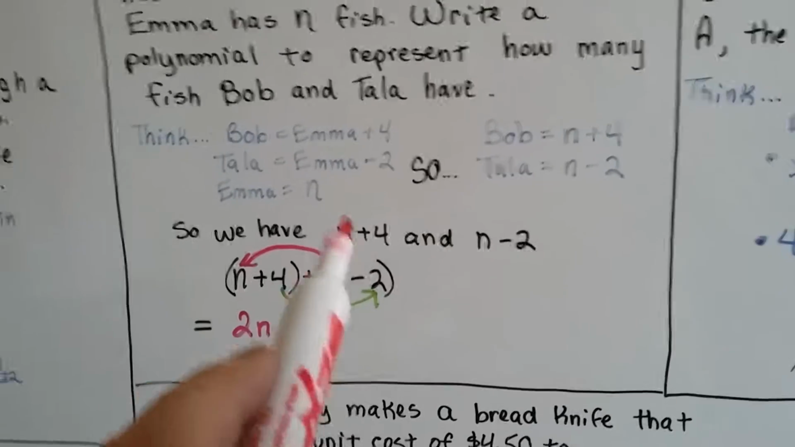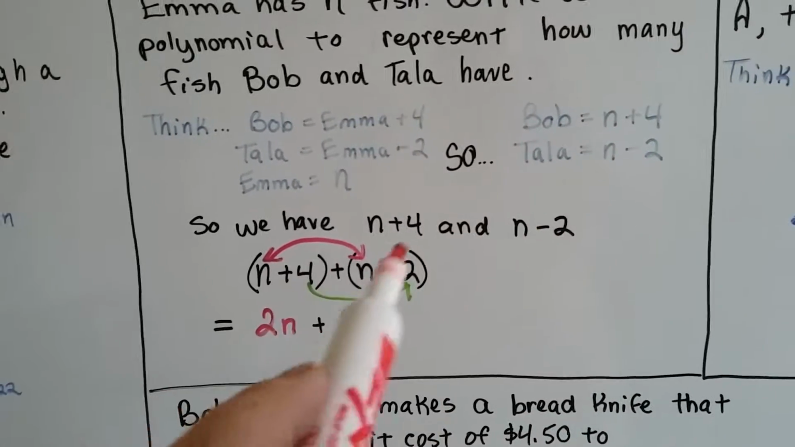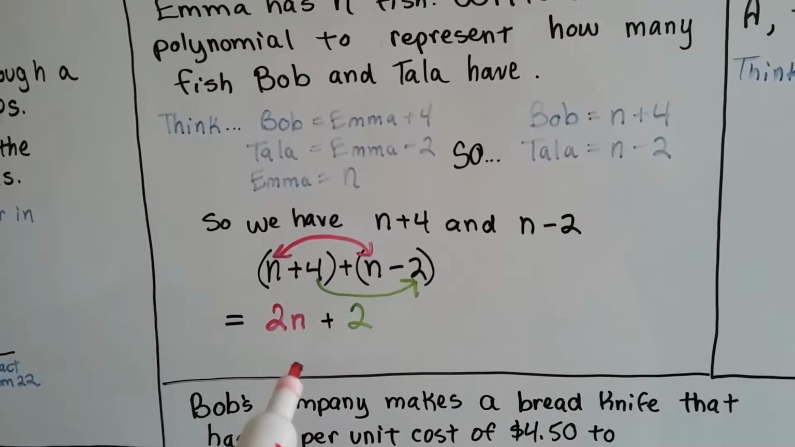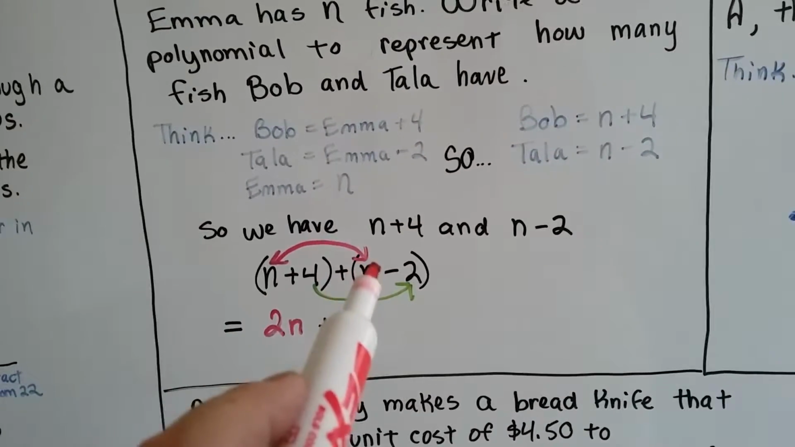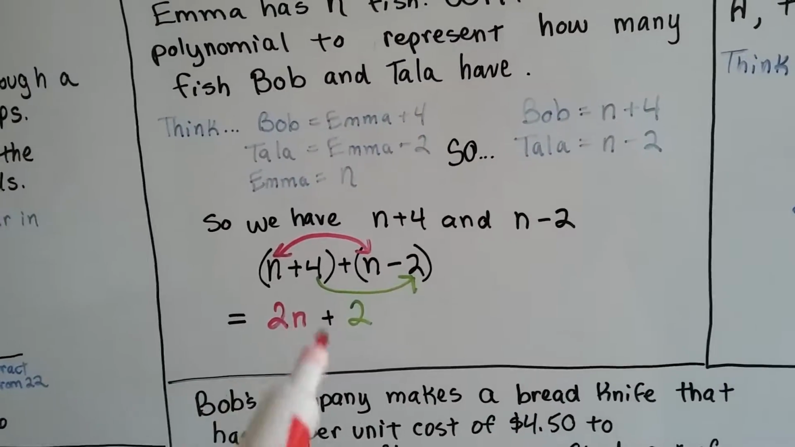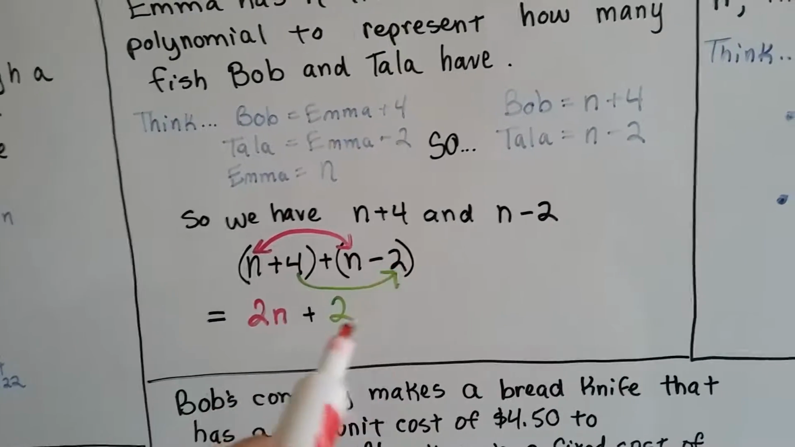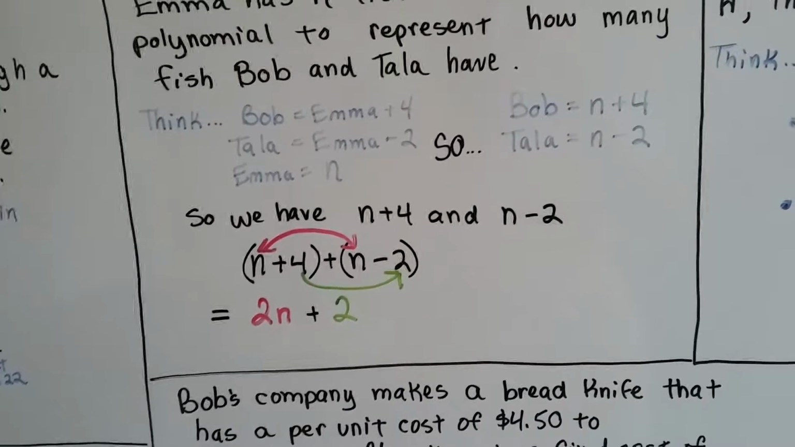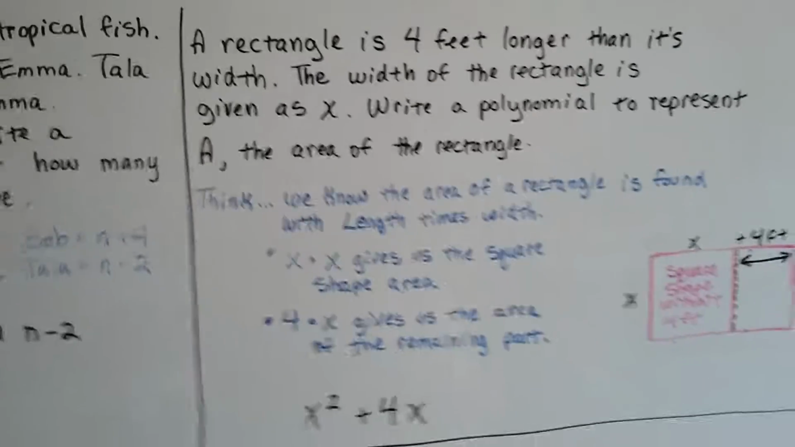So now we have n plus 4 and n minus 2, and we can add them together to find out how many fish they have together, see? This n and this n makes 2n, and 4 take away 2 is 2, and our answer is 2n plus 2, see? Let's try this one.